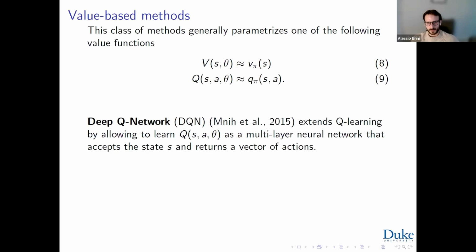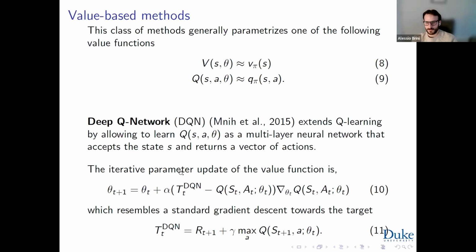Just to give you a little bit of context and some reference to look at, if you're interested, the most popular value-based method, the one that gave rise to this field of research, I would say, is called Deep Q Network, which is essentially an extension of the Q-learning algorithm, the tabular algorithm, but where this time you don't learn through a table with a lot of entries, but you learn a multi-layered neural network that can take the state representation as the input and return a vector of actions. So Deep Q Network has been very effective. This is the iterative update that solves the problem.